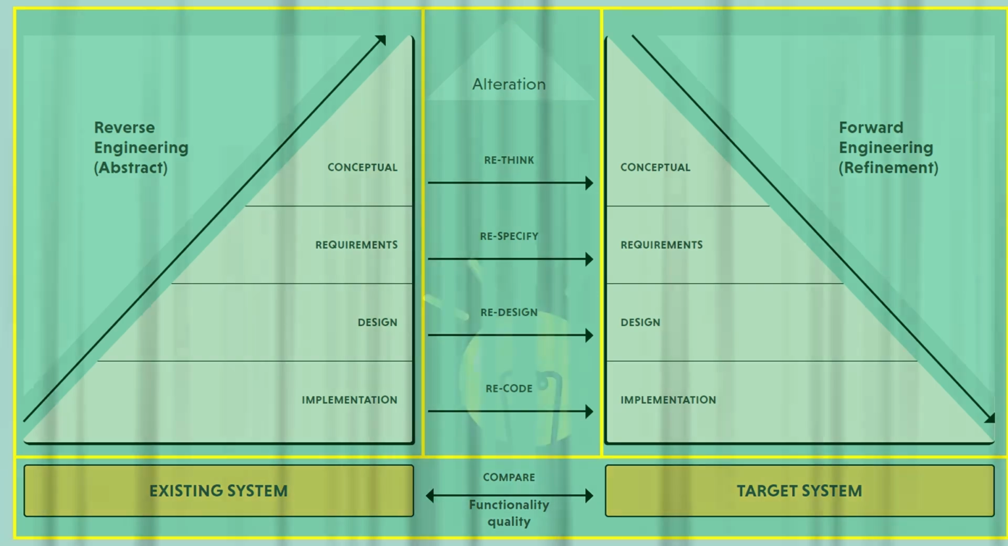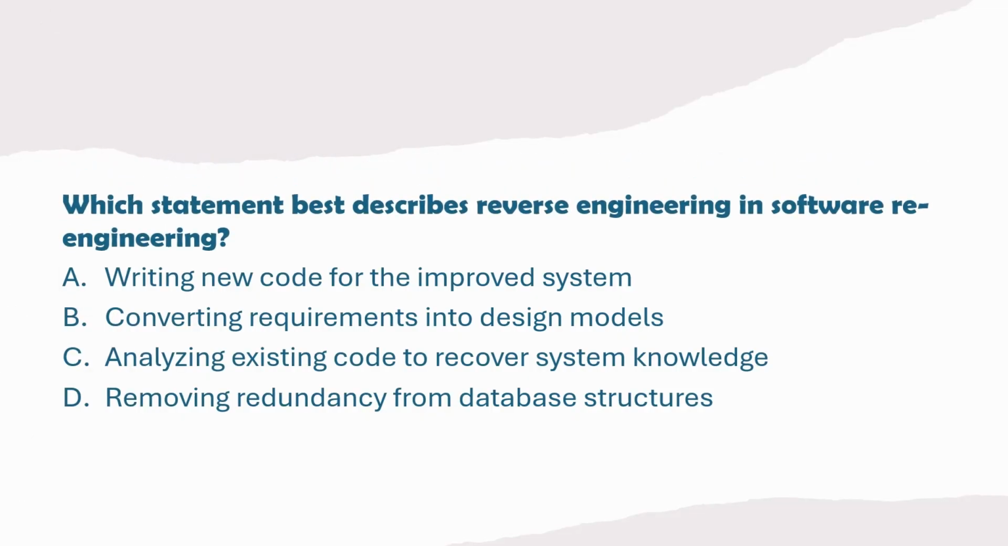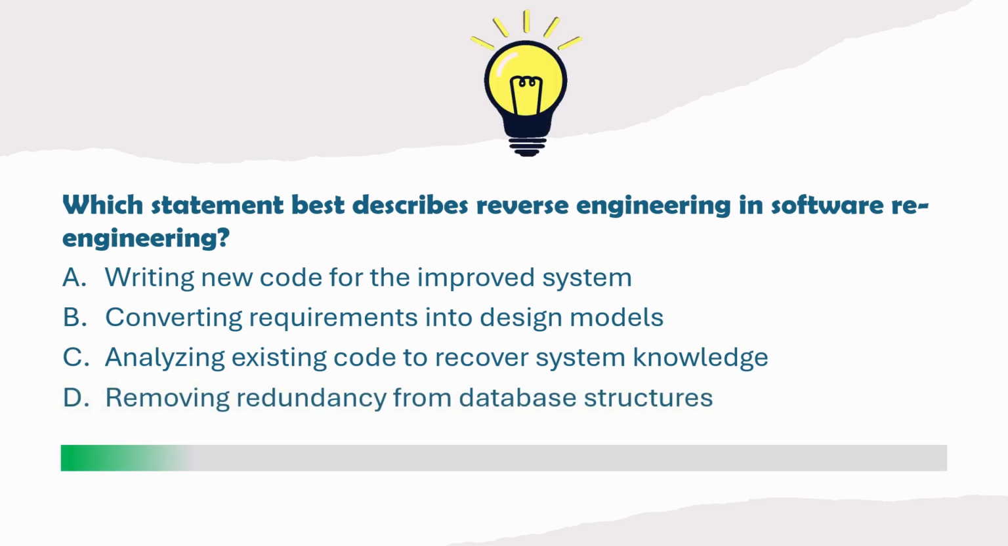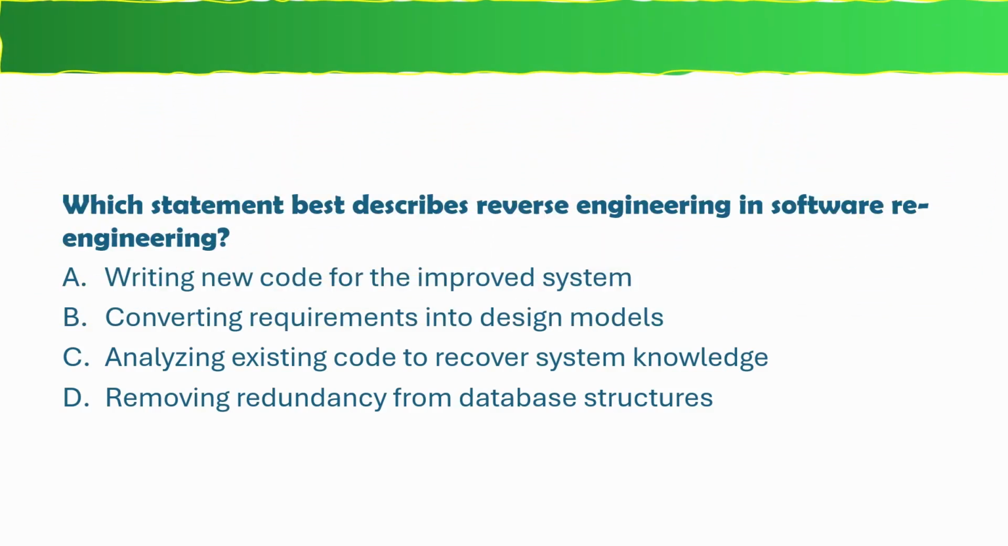Now let's have a quick quiz. Scenario 1 says, which statement best describes reverse engineering in software re-engineering? The options are: writing new code for the improved design, converting requirements into design models, analyzing existing code to recover system knowledge, or removing redundancy from database structures. So the correct answer is C.